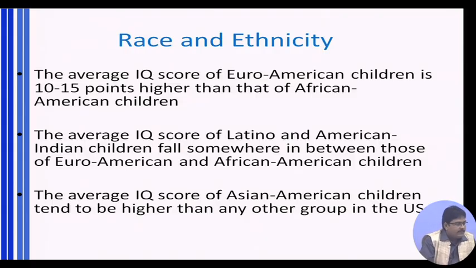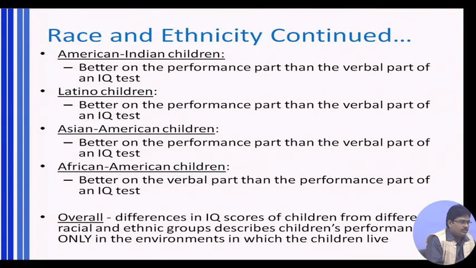However, race and ethnicity also have an influence on intelligence. The average IQ score of Latino and American Indian children falls somewhere in between those of Euro American and African American children. The average IQ score of Asian American children tends to be higher than any other group in the US. So, this evidence implies that there is a little difference with regard to race and ethnicity in terms of IQ scores.